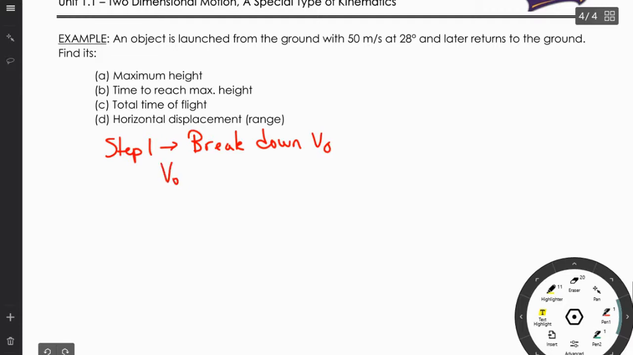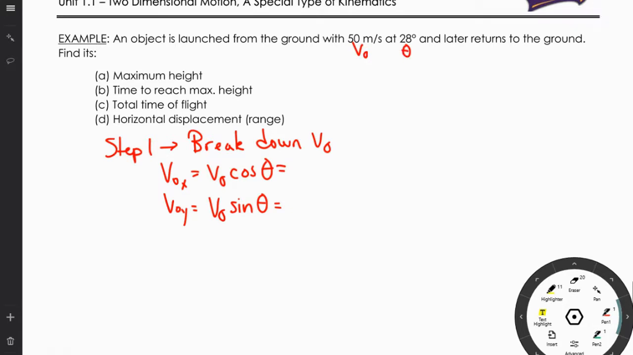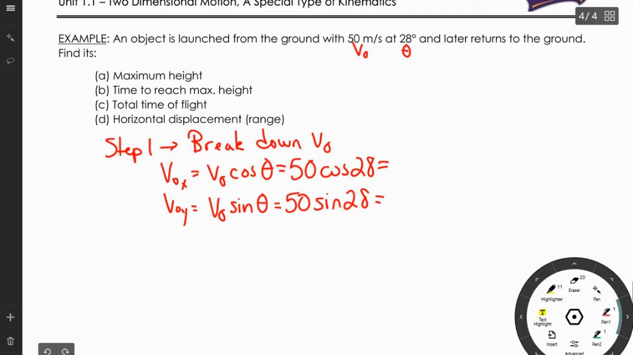Okay, so we need V0x, V0y. All right, so we're going to do V0 cosine theta, V0 sine theta. Okay, where this is my V0, this is my theta. Okay, so we're going to do 50 cosine 28, 50 sine 28. Okay. So 50 cosine 28 is going to be 44.1, and then 50 sine 28 is going to be 23.5.